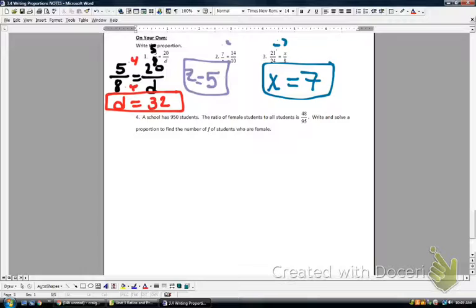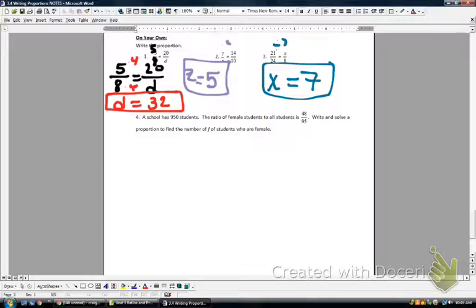Notice how I tried to show my work by kind of showing my thought process. I multiplied by 4 in the first one, divided by 2 in the second one, divided by 3 in the third one. So when it says to show your work, you can just do little things like that to help me know that you know what you're doing.